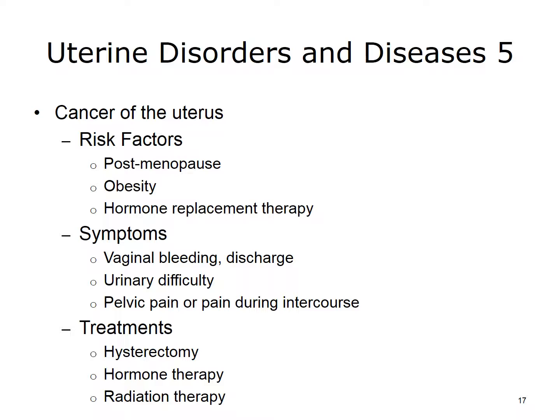The symptoms include unusual vaginal bleeding or discharge, trouble urinating, pelvic pain, and pain during intercourse. Treatment varies depending on the patient's age, how advanced the cancer is, and whether hormones affect its growth. Treatment is usually a hysterectomy, a surgical procedure to remove the uterus. Other treatments that may be recommended include hormone therapy and radiation therapy.